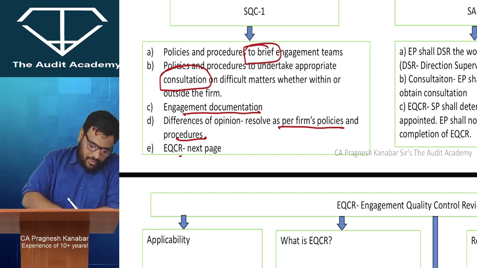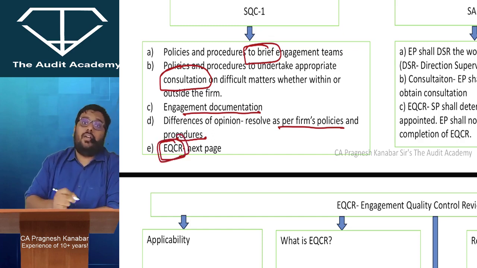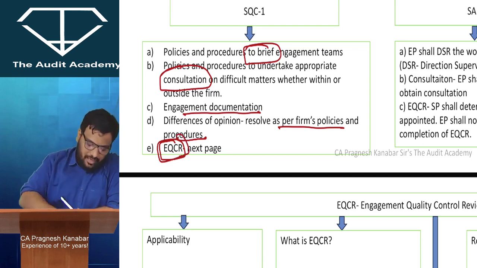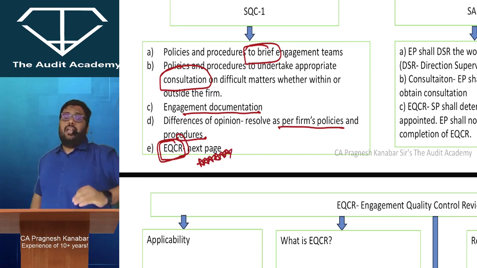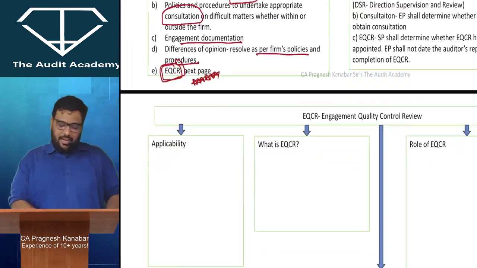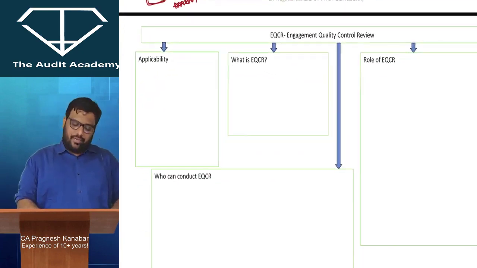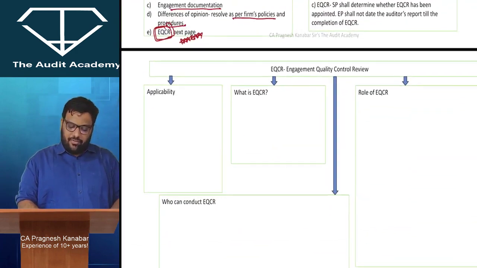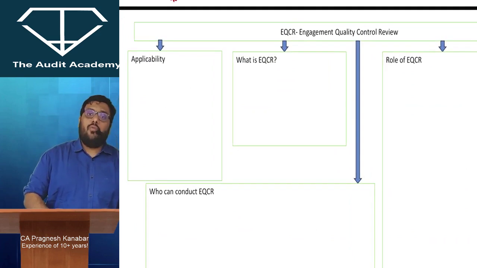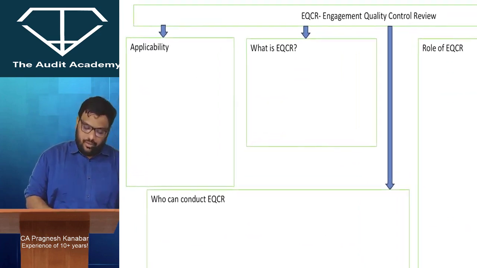Then the most important point in order to improve engagement performance is EQCR, engagement quality control review. Let me tell you, this is very, very sensitive. It has always been one of their favorites in exams, and that is the reason I would like to go a little slow over here. After that, there is only a little discussion left. Engagement quality control review. First of all, what is this engagement quality control review?